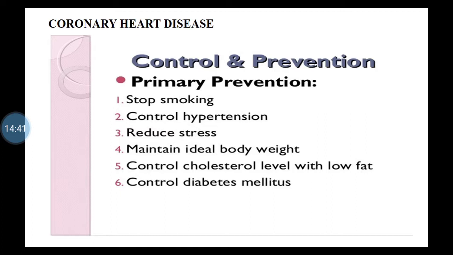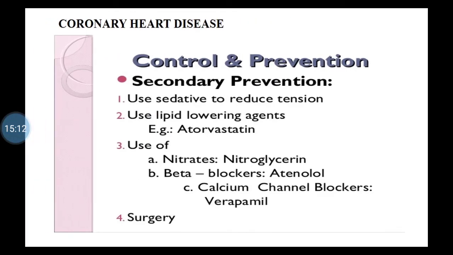So how can this be done? This can be done by increasing consumption of vegetables and fresh fruits in the diet. Then control diabetes. Intake of salt also must be restricted. Then avoid stress and strain in life. And the cases of coronary heart disease must undergo regular medical checkup also.